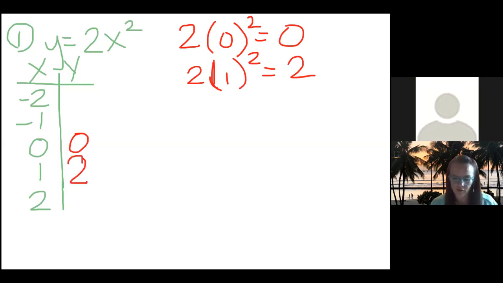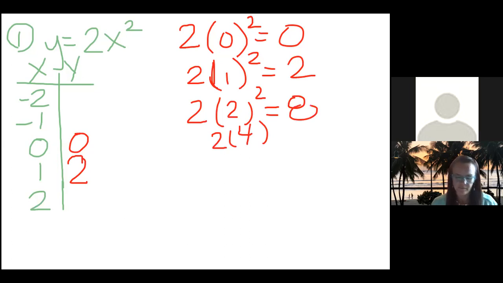All right, next we'll plug in the 2. So 2 times 2 squared. Again, square the 2 first. So 2 times 2 gives me a 4. Then I'll do 4 times 2, and that gives me 8. All we're doing again is just plug and chug, and then we're going to graph this bad boy.